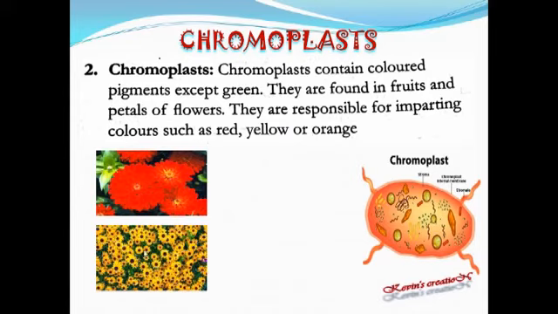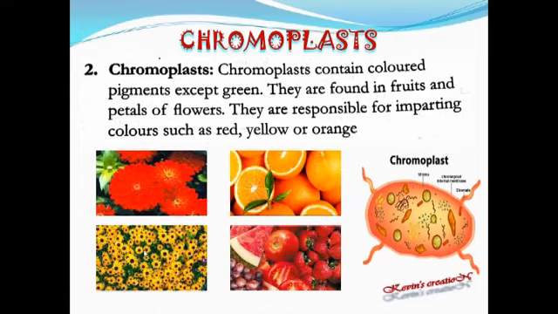You can see here not only flowers but the fruits also. So chromoplasts contain colored pigments except green, and they give color to flowers and fruits, and because of this color the flowers become attractive and they attract the insects for pollination, and it also helps in dispersal of seeds also.